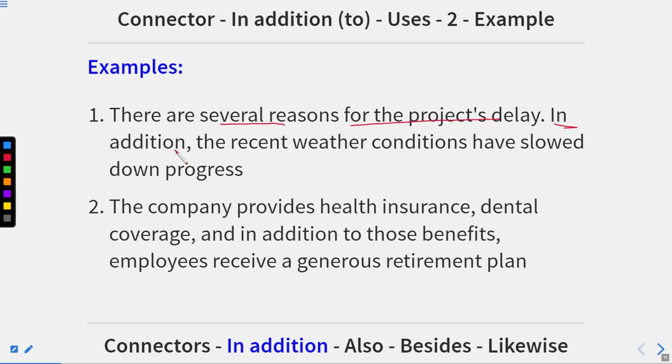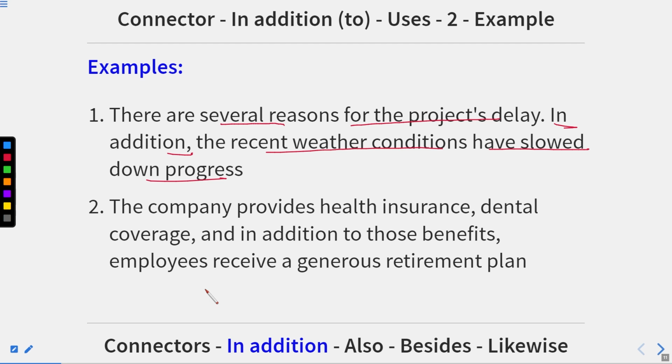Now, in addition, the recent weather conditions have slowed down the progress. Already we have several reasons for our project's delay. What other thing is adverse for this? That is, the recent weather conditions have slowed down progress.